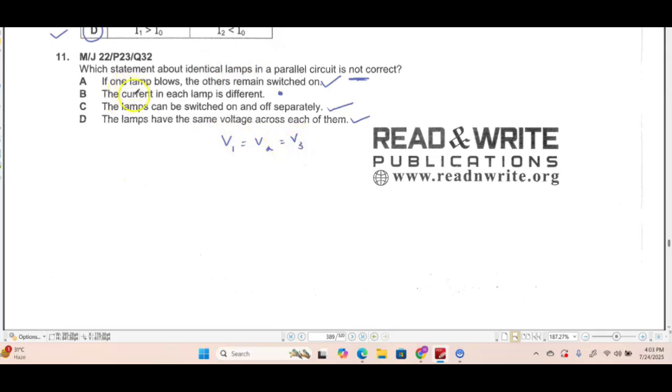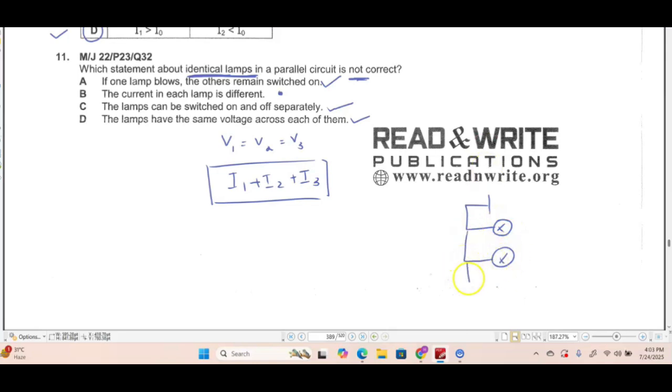Okay, so here it says that the current in each lamp is different. We know that in a parallel circuit, I1 plus I2 plus I3. But what is the statement telling us? That the lamps are identical. ठीक है? So if the lamps are identical, what is going to happen? For example, if we have this circuit, we have a lamp over here, we have a lamp over here, we have a lamp over here, and then they make up the negative terminal of the battery.